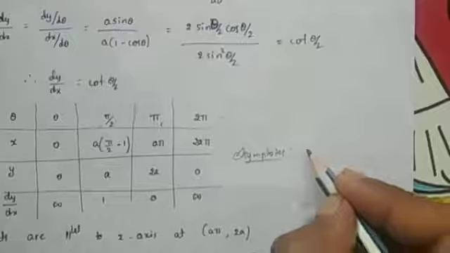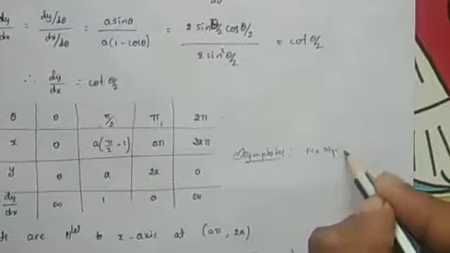Next one is the asymptotes. There are no asymptotes of the curve.